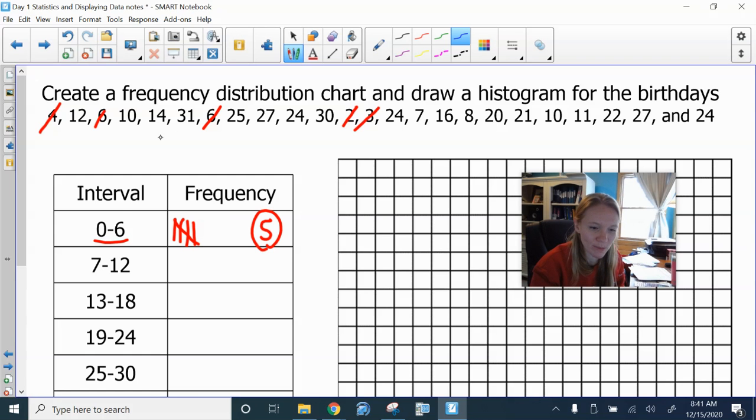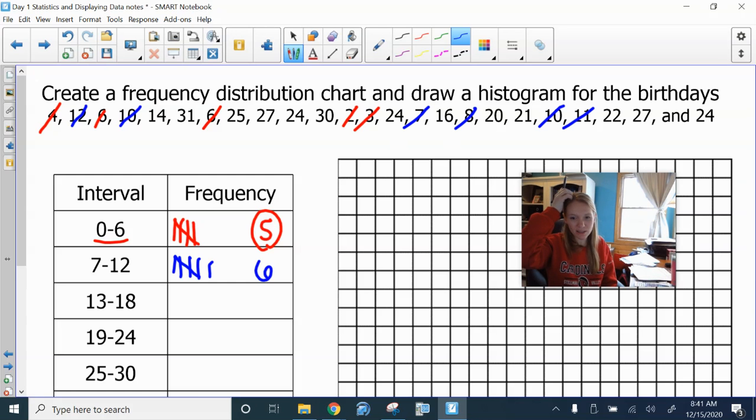So I'm going to look for all of my numbers from 7 to 12. So there's a number 1, 2, 3, 4, 5, 6. So I have 6 digits, 6 numbers, 6 values between the numbers 7 and 12.